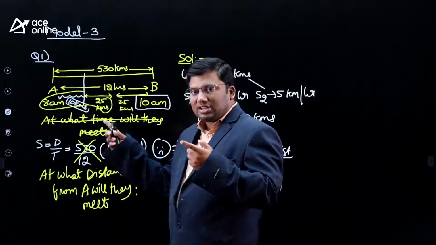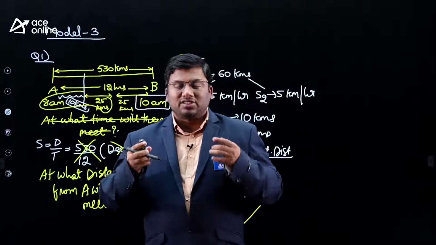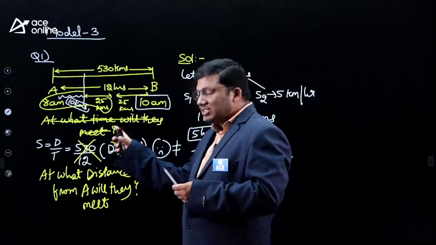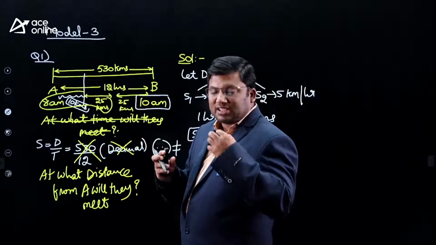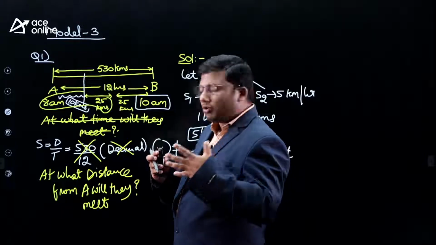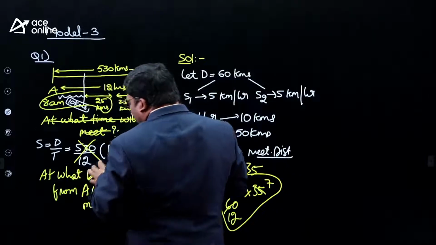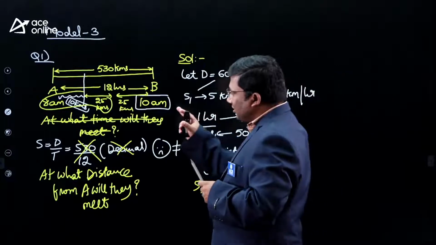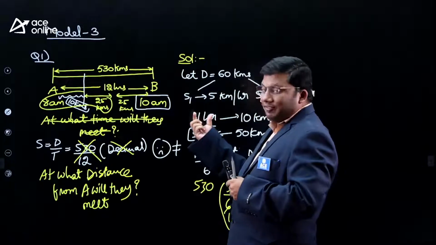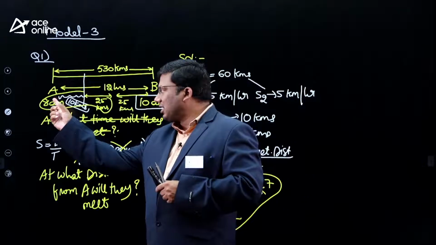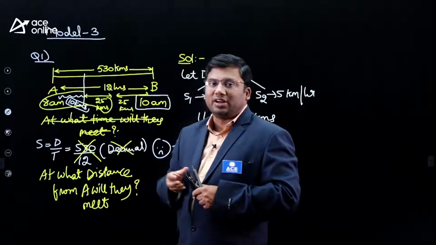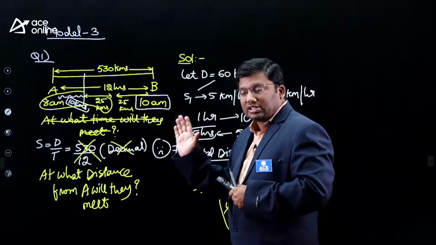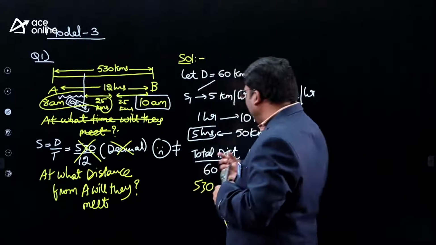If this question is asked, after 10 o'clock, 5 hours, so 10 plus 5 is 3 p.m. The answer would have been 3 p.m. Since I wanted to discuss the variety of the question, I changed it to: at what distance from A will they meet? From here 5 hours, 1 hour 5 kilometers, 5 hours means 25. From A it is asking. Already 10 traveled, here 25. That means if the total distance is 60, the meeting distance will be 35.